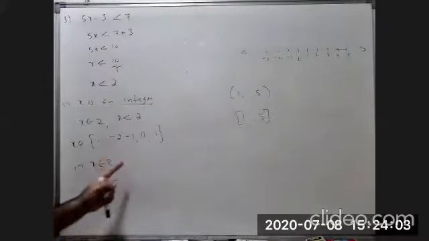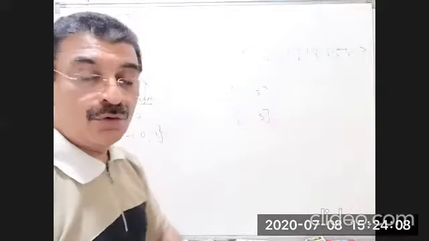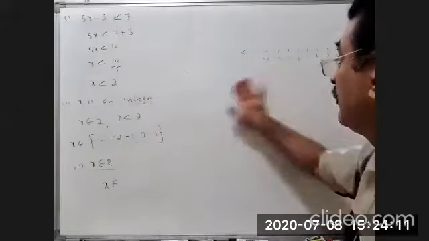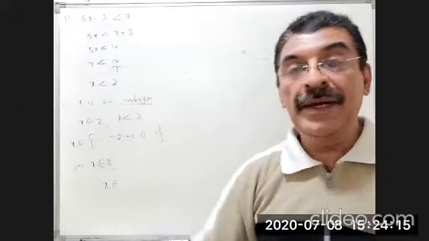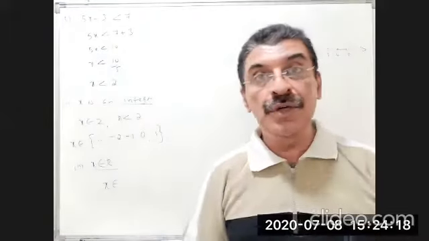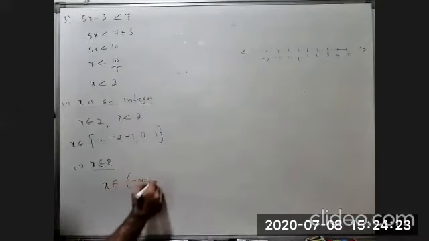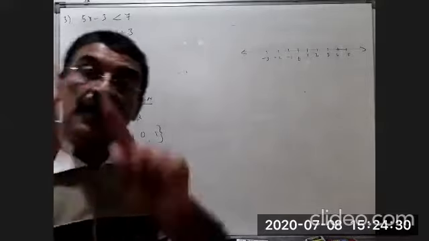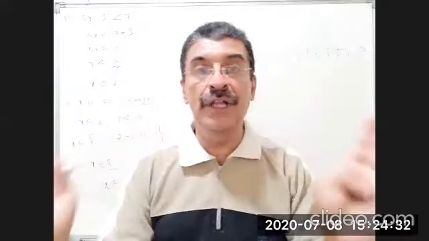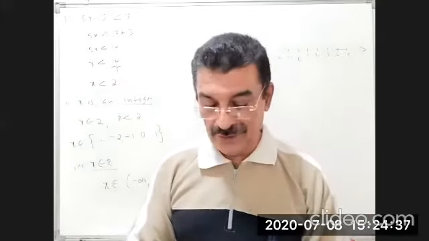Now, here x less than 2 means someone wrote it with a closed interval. Less than 2 means the number 2, is it included? Numbers less than 2 means 2 is not included. So it will be minus infinity to 2, open. This means 2 is not included. Infinity we can never close because there is no number called infinity.